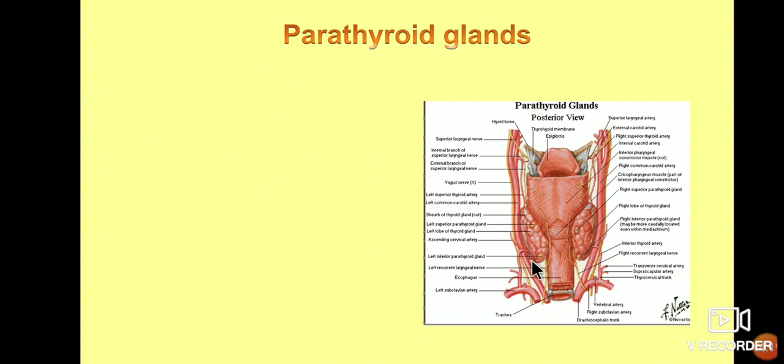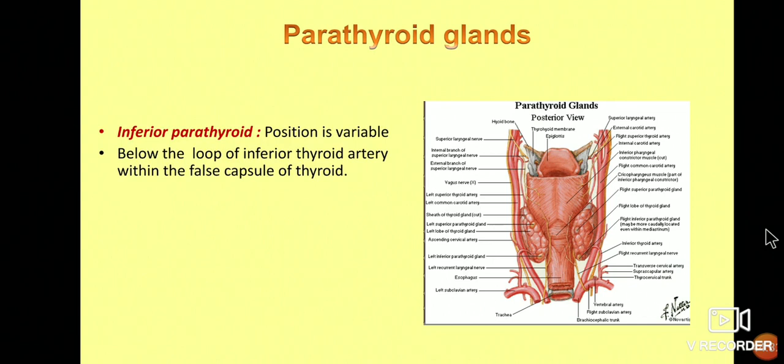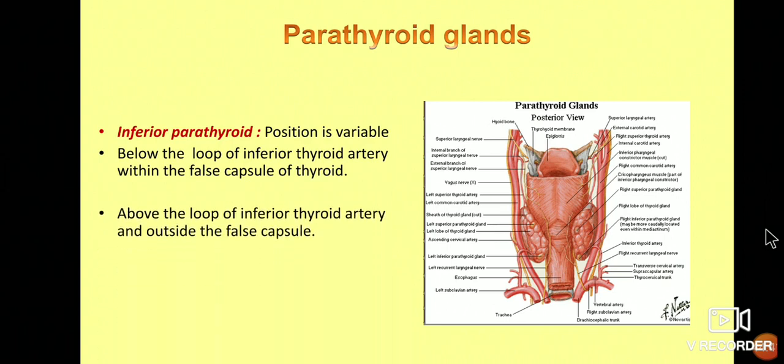It is in relation to the loop of the inferior thyroid artery. It might be situated above the loop, or it might be situated below the loop. If it is situated below the loop, then it is within the false capsule, that is, between the true capsule and the false capsule. If it is above the loop, then it is outside the false capsule. Very occasionally it might also be buried deep within the substance of the gland.